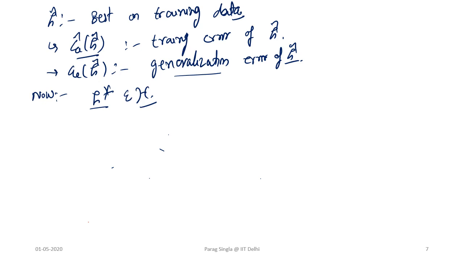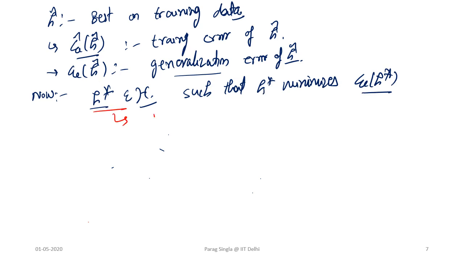So there has to be some hypothesis, right? It's a finite hypothesis class, so there has to be some H star belonging to H such that H star minimizes our generalization error. And in some sense, this H star is exactly what we are interested in finding.